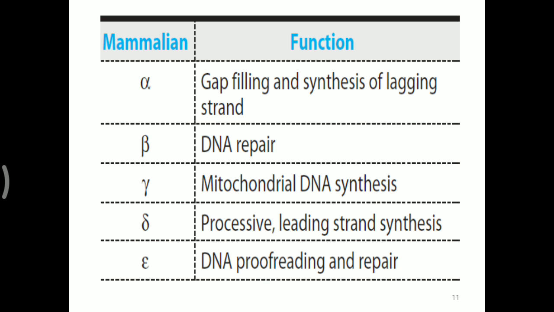Next is DNA polymerase epsilon, which is used for DNA proofreading and the repair mechanism. So the repair mechanism occurs with the help of DNA polymerase beta as well as epsilon.